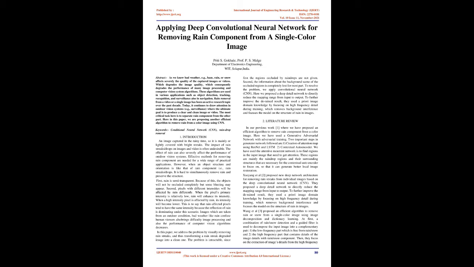We have used the attentive recurrent network to find regions in the input image that need to get attention. These regions are mainly the raindrop regions and their surrounding structures that are necessary for the contextual autoencoder to focus on, so that it can generate better local image restoration.